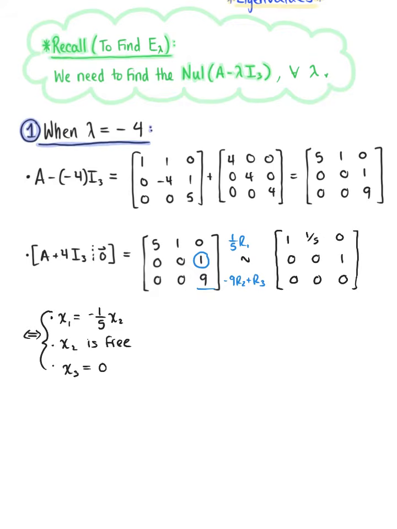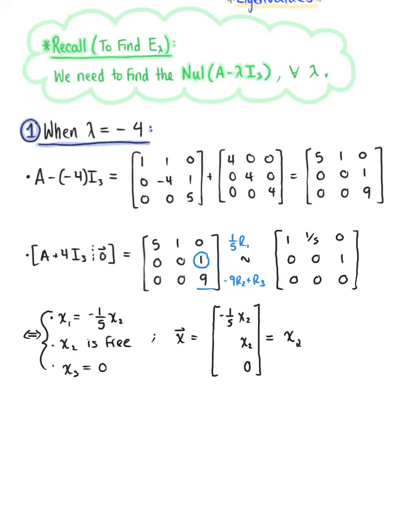So we can now write the set of all non-trivial solutions to this system by saying that vector x, which we know is a vector in R3, is defined as the vector with components where x sub 1 is equal to negative 1/5 times x sub 2. X sub 2 is free, so it's just itself, and x sub 3 is equal to 0.